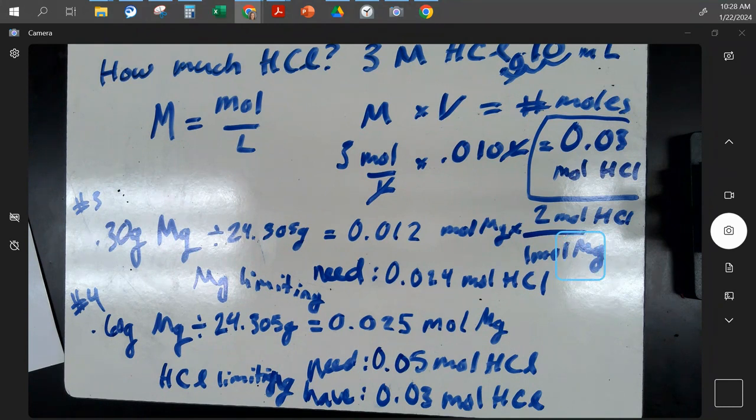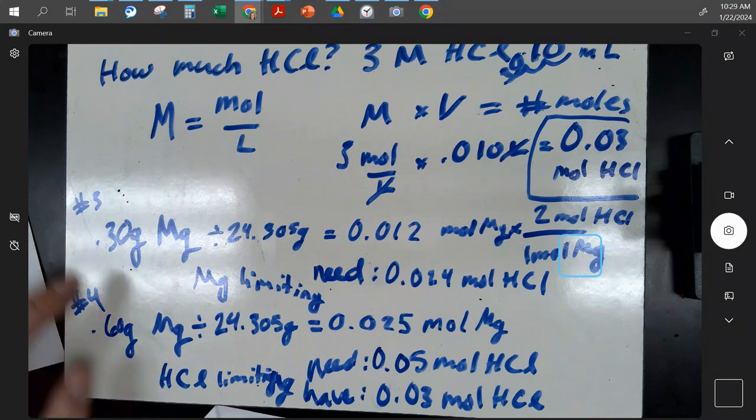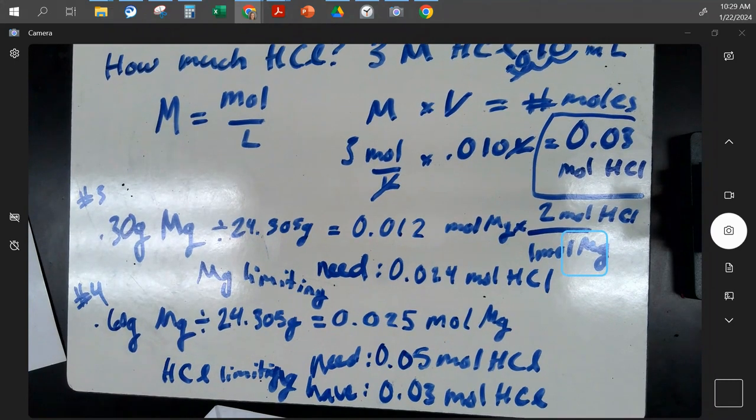Okay. And then number 4 and 5 are asking whether magnesium or hydrochloric acid is limiting, based on if we use 0.3 or 0.6 grams of magnesium. Okay, questions on that? Do we follow along okay? Questions before we leave? All right. Okay, let me pull up my Alex while you finish that up.